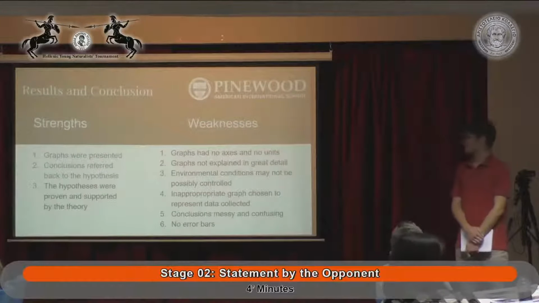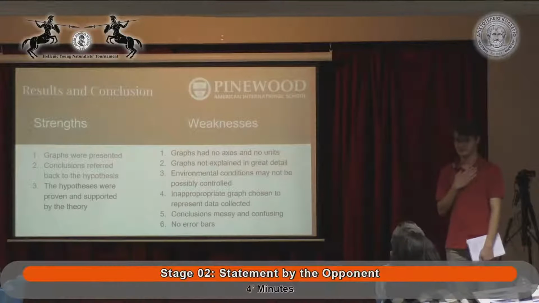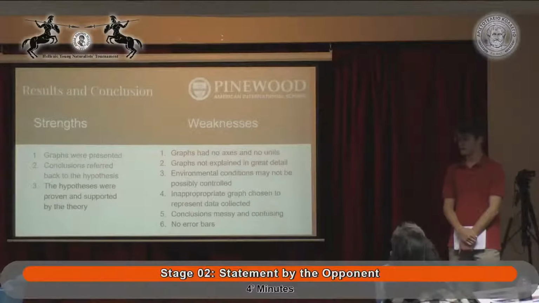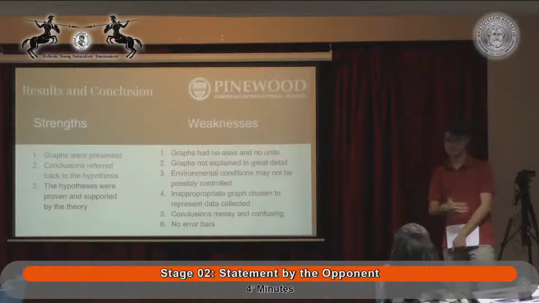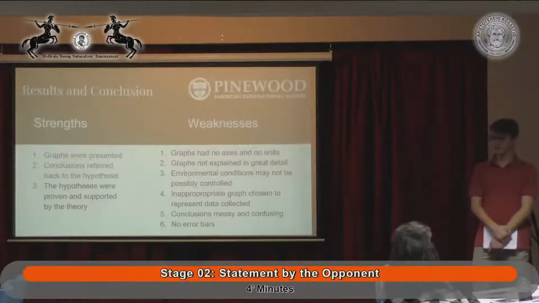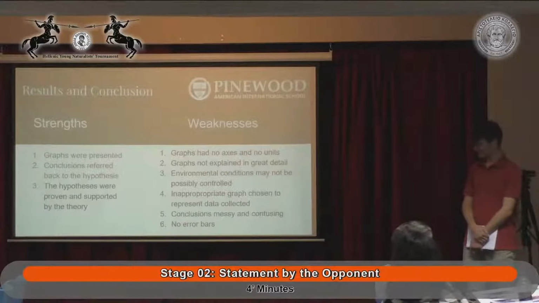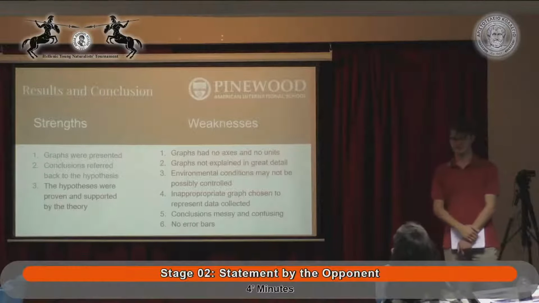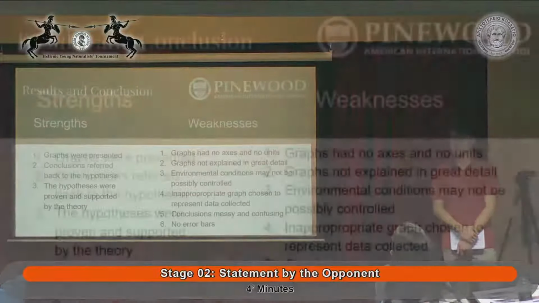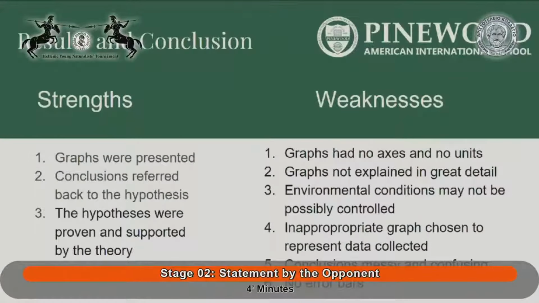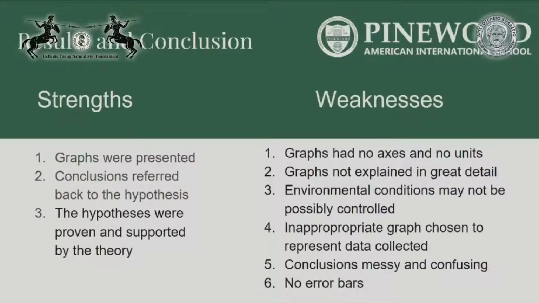Graphs were presented. My bad. Columns were presented. However, because it's a rate, we investigate the rates of a slow mat. A linear graph could be used to represent a speed. It could be much clearer, and it could also be used for comparing every trial. Also, the graphs have no axis, inappropriate graphs were chosen, and also conclusions were messy and confusing.